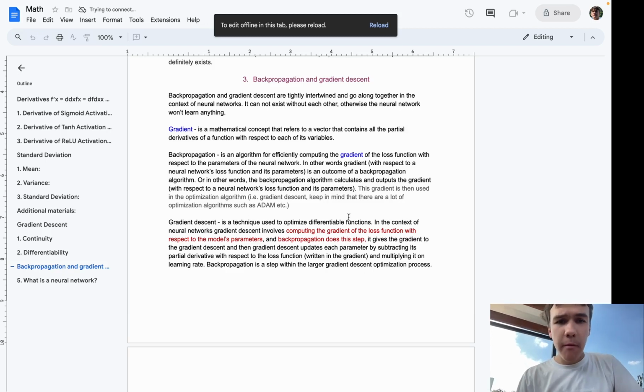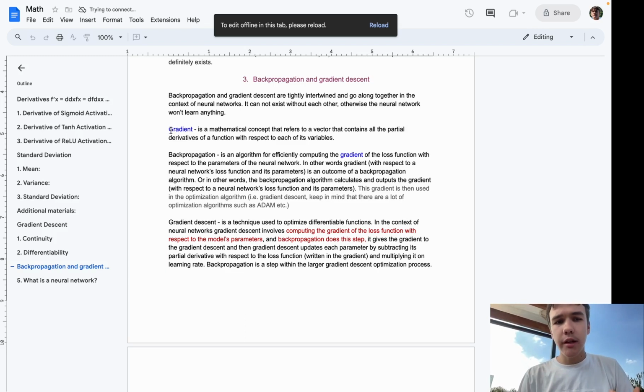So let's dive in. Backpropagation and gradient descent are tightly intertwined and go along together in the context of neural networks. This is extremely important. Gradient descent and backpropagation cannot exist without each other, otherwise the neural network won't learn anything. And this is absolutely true.